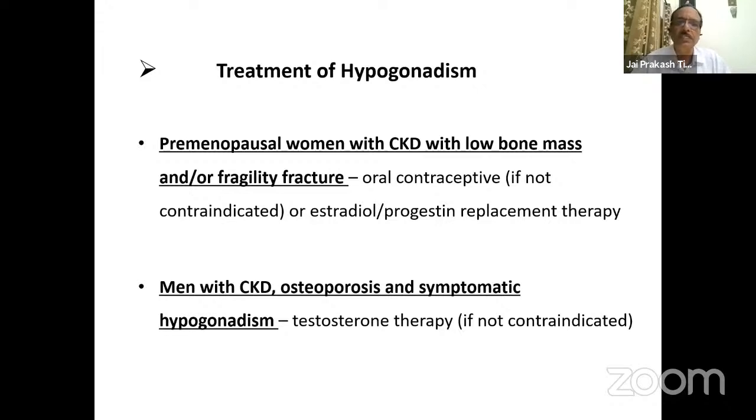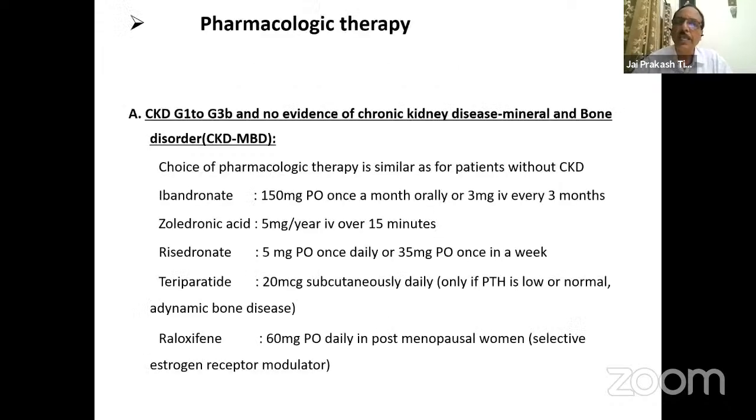Pharmacological therapy: in the early stage, stage 1 to 3B, and no evidence of CKD MBD, the choice of pharmacology is similar to that of patients without chronic kidney disease, like anti-resorptive therapy, alendronate, zoledronic acid, risedronate, and denosumab, if the patient can afford it. Teriparatide, as Dr. Marwah has told, you have to start early with 20 microgram subcutaneously daily, only if PTH is low or normal, especially in adynamic bone disease. Raloxifene 60 milligram daily in postmenopausal women; it is a selective estrogen receptor modulator.